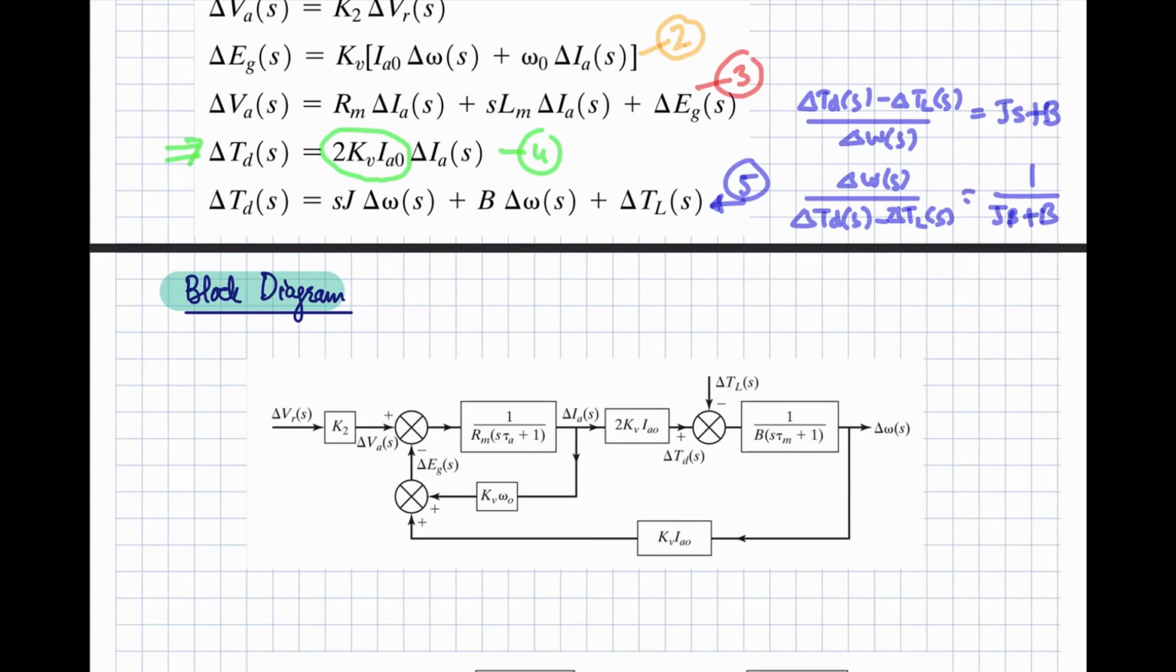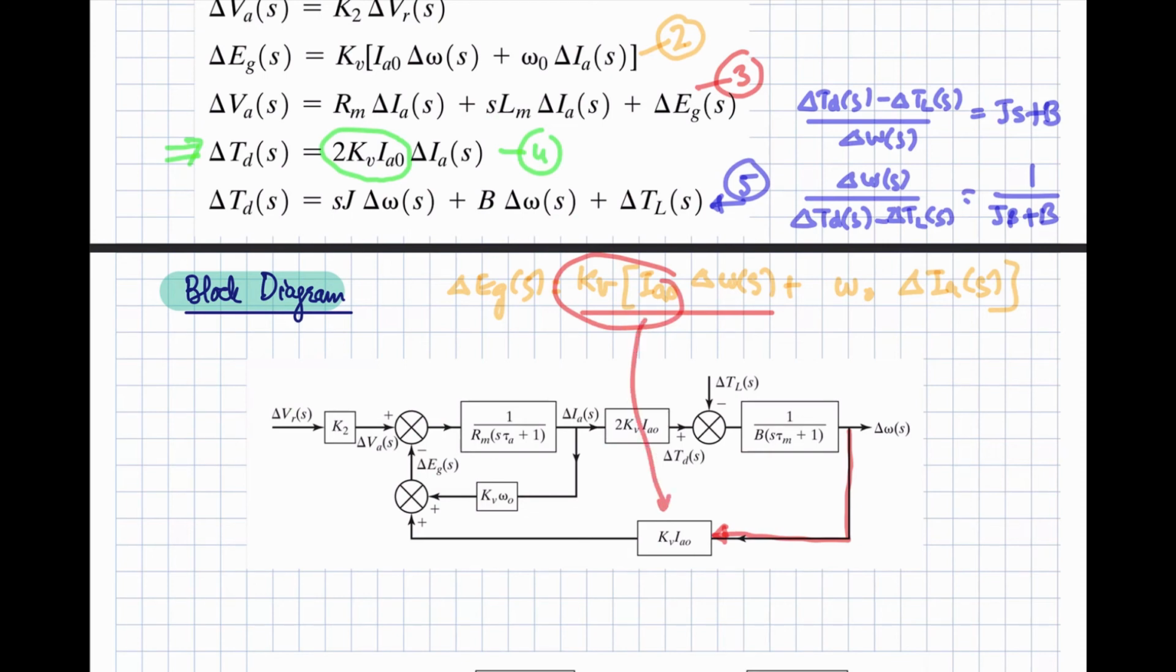So equation 2 is that delta EGS is equal to KV into IA0 into delta omega S plus omega naught into delta IAS. This is the equation 2. So in this we have two parts. First part is this one, KV into IA0 into delta omega S. Right, so delta omega S is coming from here. If we multiply it with this part, this is the gain over here.